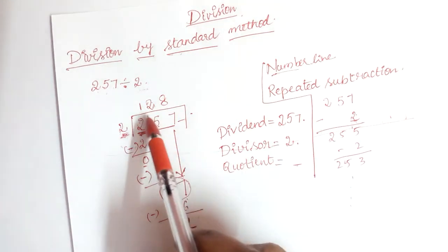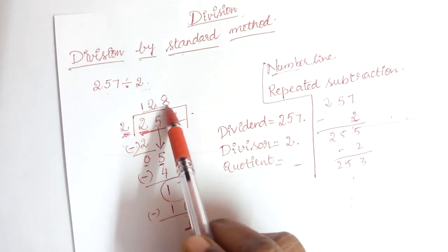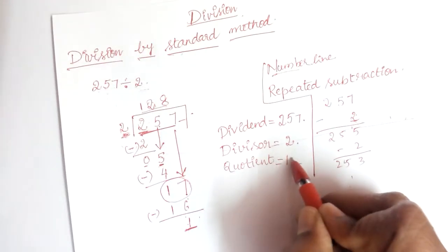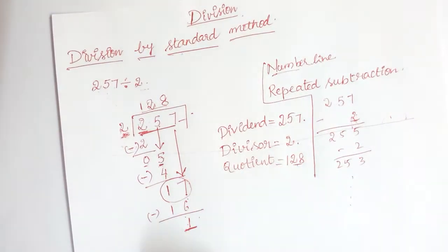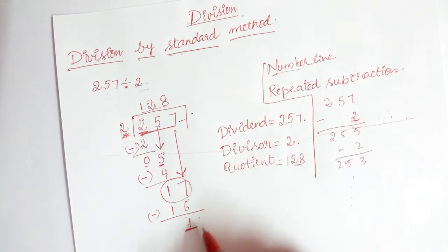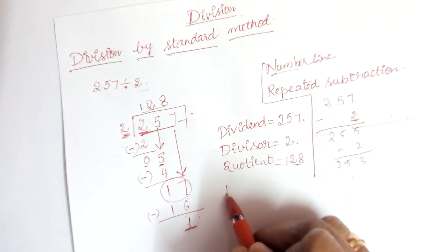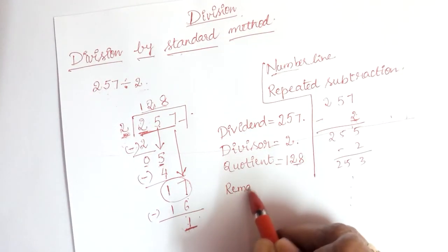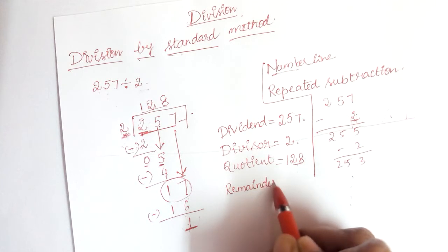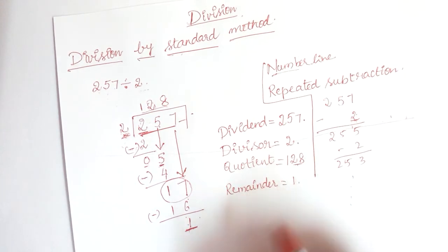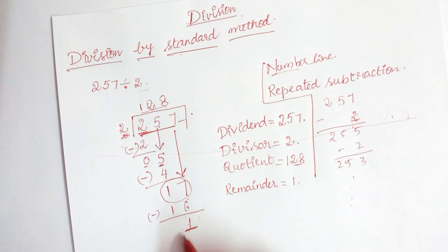So our quotient, our answer, is 128. Okay, and this 1 is left here. We cannot simply leave it like this. This 1 is called remainder. Remainder equal to 1. Every time we may not get remainder.